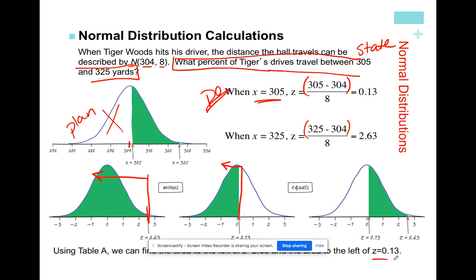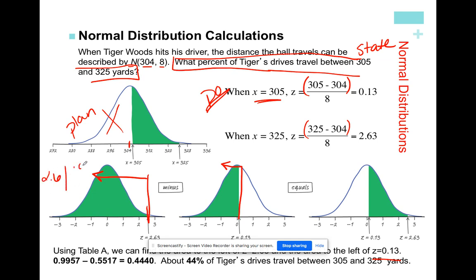So here we can find the area to the left of 0.13 using the z-score or table A, and to the left of the 2.63. If we use table A here for the 2.63, 2.6, 0.03 on the top, they intersect at 0.9957. That's where this number is coming from. Looking at the 0.13, if we find 0.1, where it intersects with 0.03, that's the 0.5517 here. So the difference between them gives us the 0.4440. So about 44% of his drives travel between 305 and 325 yards. So this is your conclude.